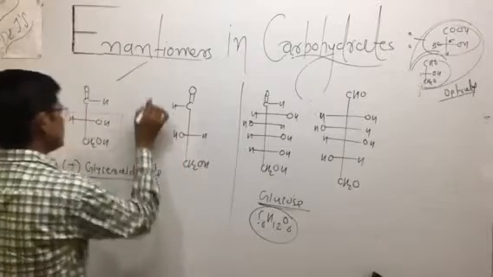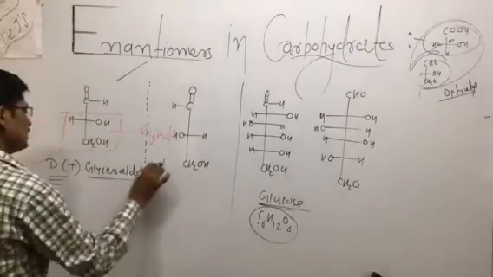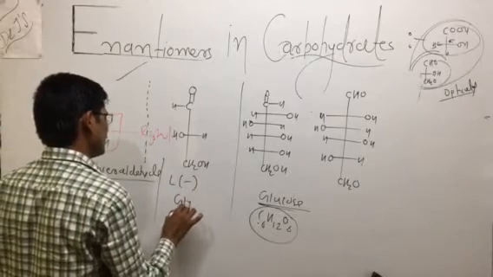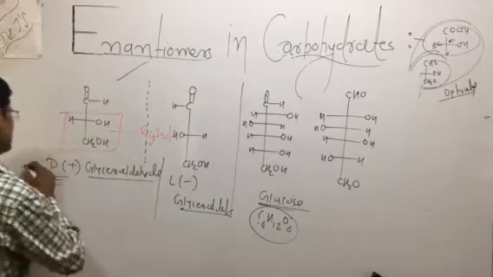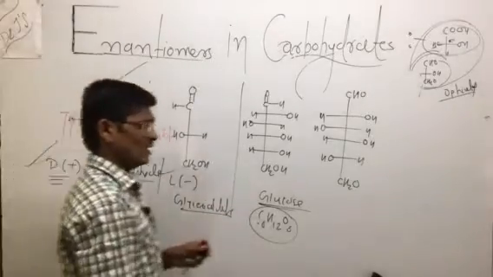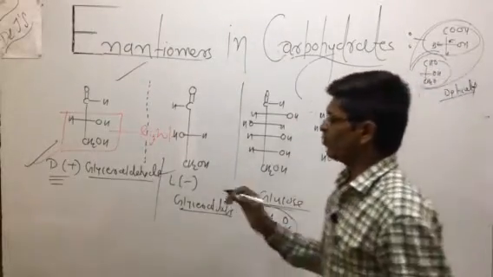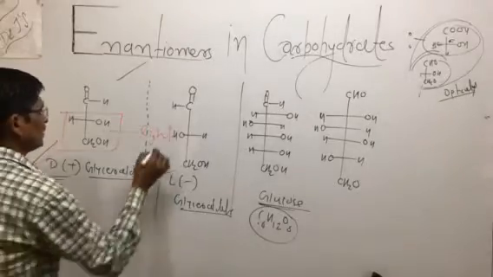If we look at these types of molecules as a mirror image, what happens is this D-glyceraldehyde has its counterpart, capital L, which is L-glyceraldehyde. This is D-glyceraldehyde and this one is L-glyceraldehyde. What is the relation of D-glyceraldehyde and L-glyceraldehyde?